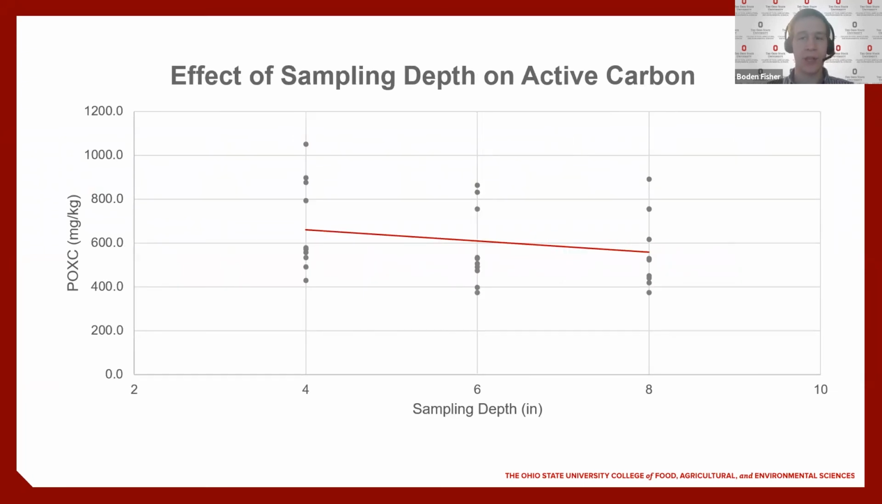Now let's go ahead and turn to sampling depth. So we generally think of our top layer of soil being our most fertile and active, especially now on average using less intensive tillage regimes. This study's results are in line with this train of thought.